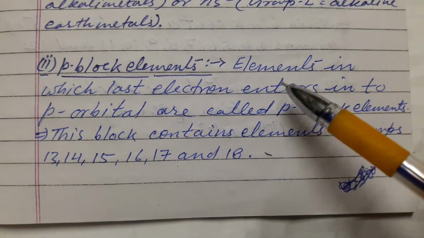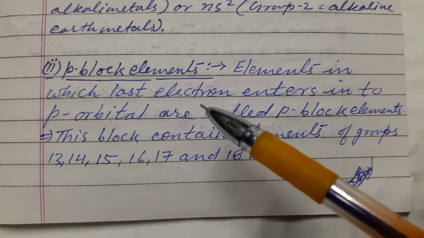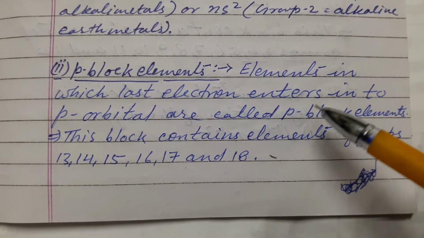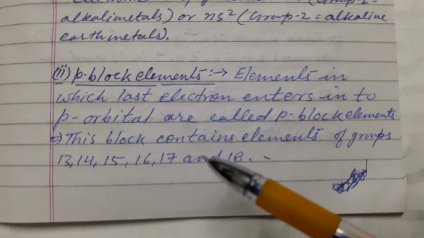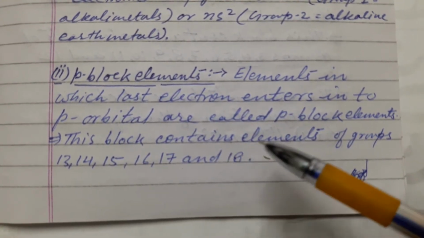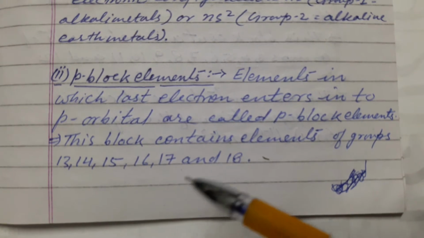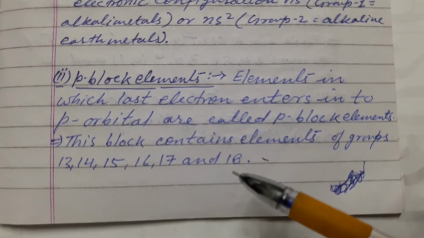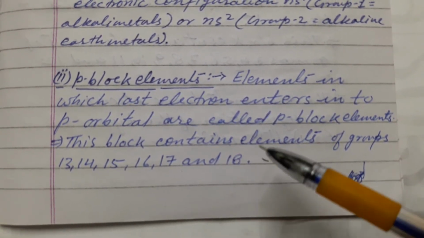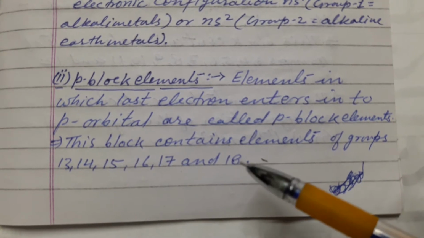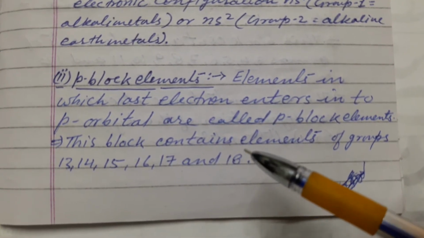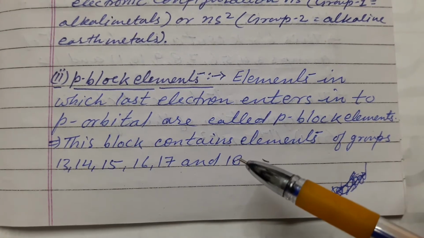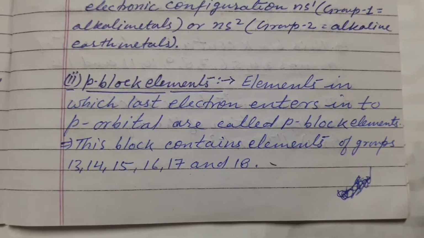P block elements. Elements in which last electron enters into p orbital are called p block elements. This block contains elements of group 13 to 18. If last electron enters into p orbital, then the elements are called p block elements. These elements are present in group 13 to 18.